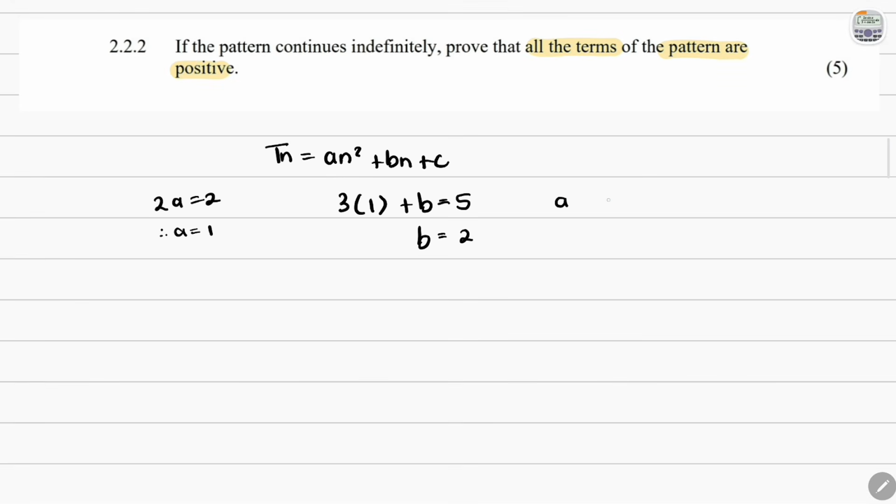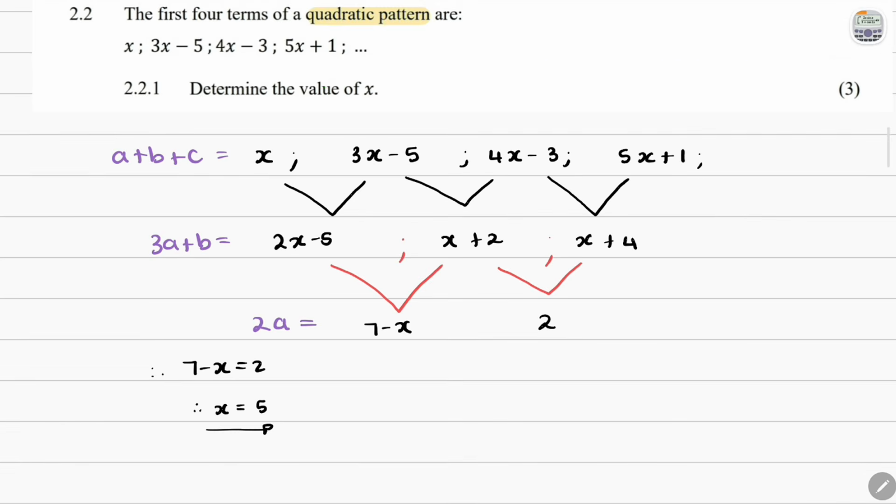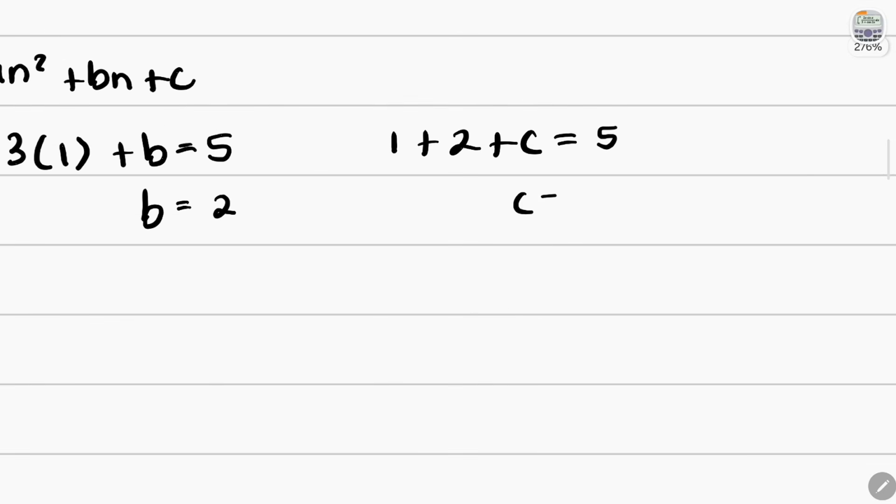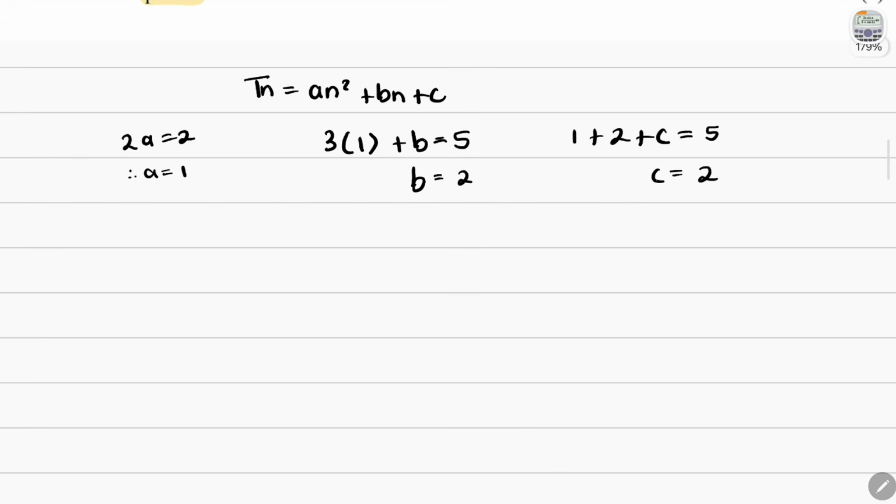And then a plus b plus c, but we know that a is 1, b is 2, so 1 plus 2 plus c equals x, which we know is 5. So c is equal to 5 minus 3, because 1 plus 2 is 3 and when we transpose it, it's negative 3. So 5 minus 3 is equal to 2. So this is our formula. Our pattern's formula is Tn equals n squared plus 2n plus 2.